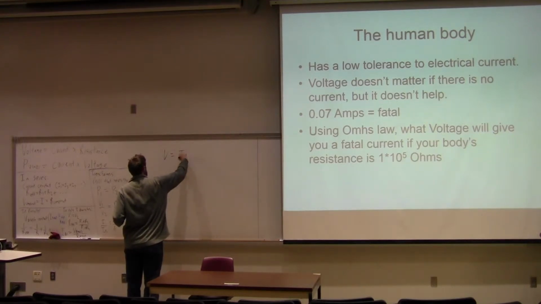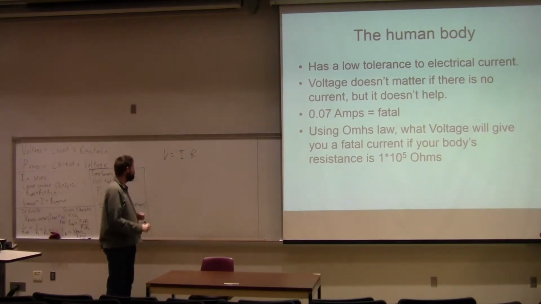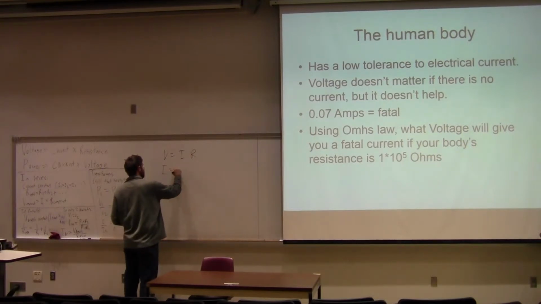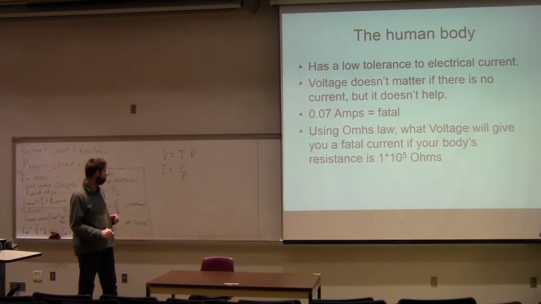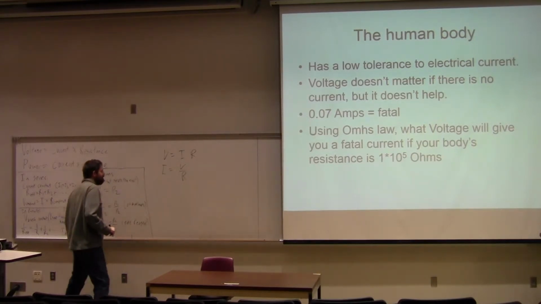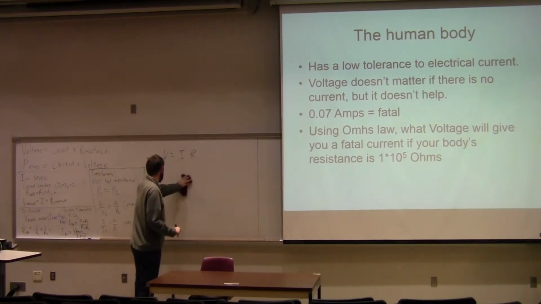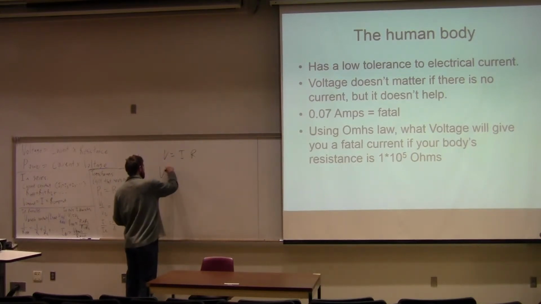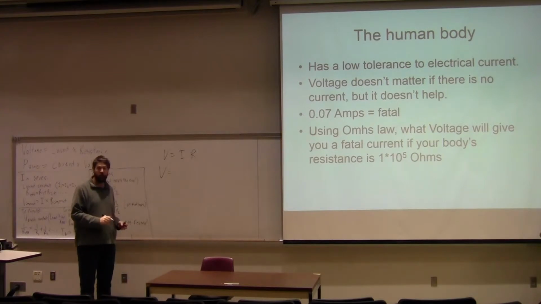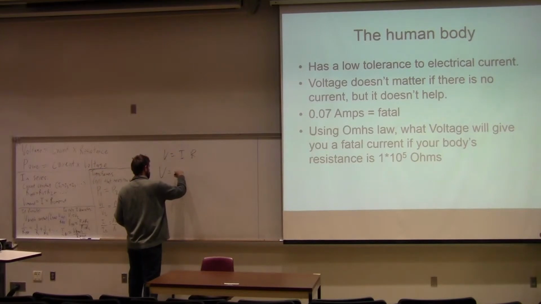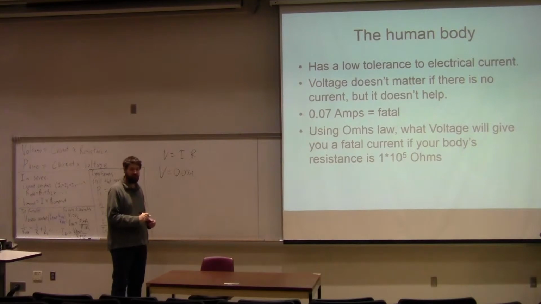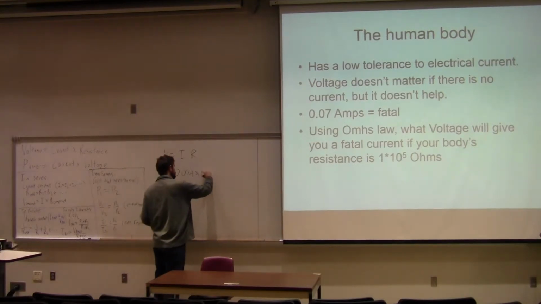Voltage equals current times resistance. Therefore, current equals voltage divided by resistance. Oops, I didn't do that. I have the current. So my voltage that I'm solving for, even I have to go back to step one sometimes, equals my maximum allowed current, which is 0.07 amps, or 70 milliamps, times 1 times 10 to the 5th. By the way, this is 7 times 10 to the minus 2.